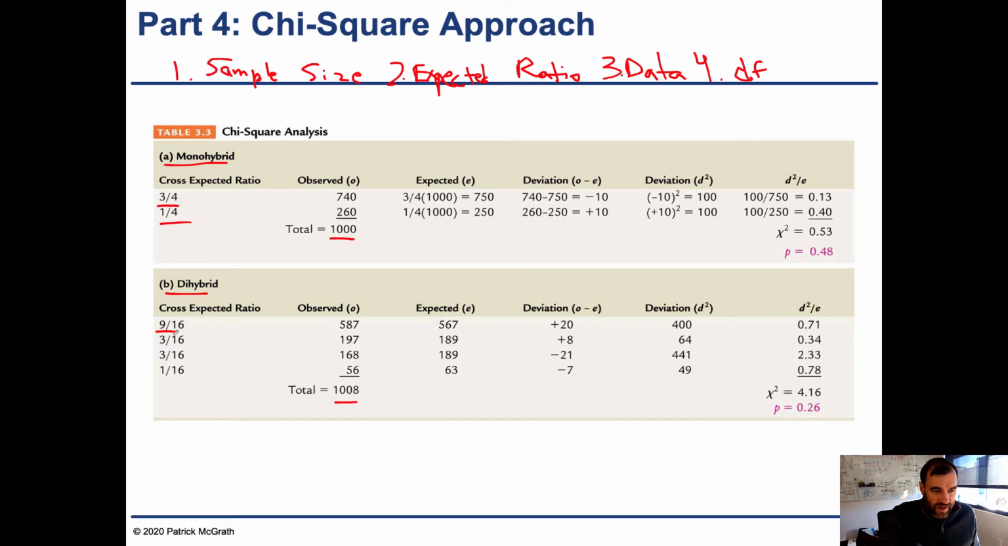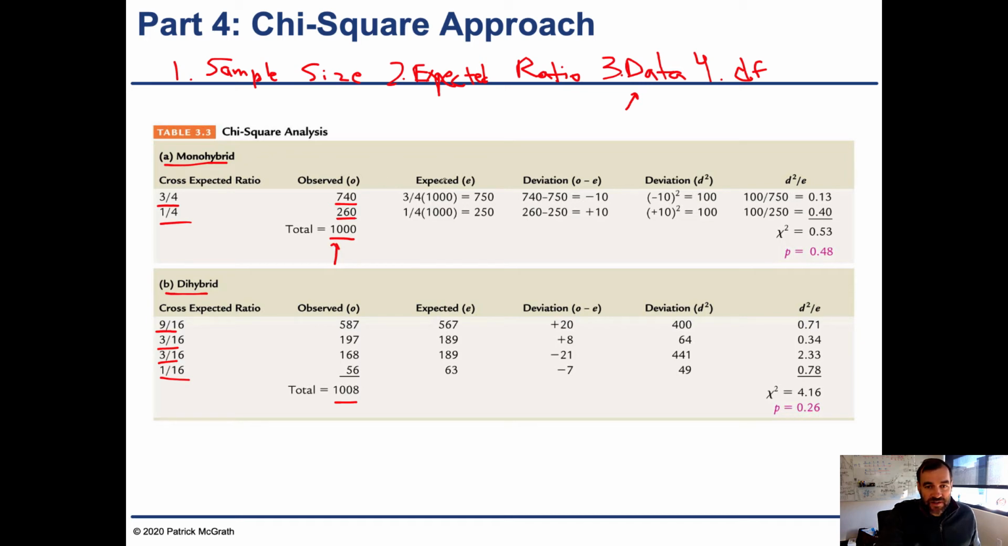For the dihybrid, it's 9-to-3-to-3-to-1, so we expect 9/16, 3/16, 3/16, and 1/16 for the 4 different phenotypic categories. So now we have the data, and the data we list here. How many did we have with the dominant phenotype? 740, and then 260 had the recessive phenotype. So this again adds up to 1,000.